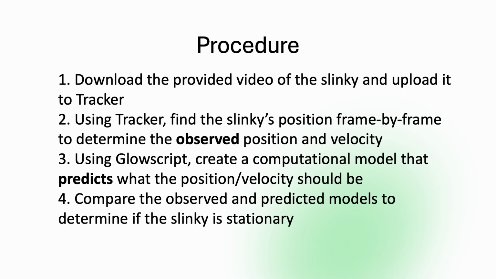For the experiment, the procedure was to first download the provided video of the slinky and upload it to Tracker, then using Tracker, find the slinky's position frame by frame to determine the observed position and velocity. Then using GlowScript, create a computational model that predicts what the position or velocity should be. Then finally, compare the observed and predicted models to determine if the slinky is truly stationary.